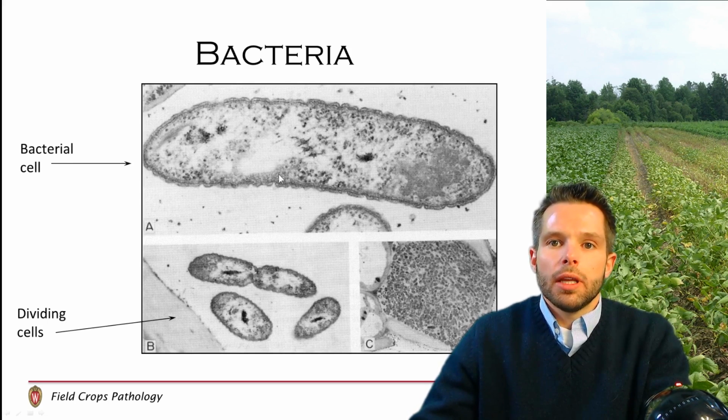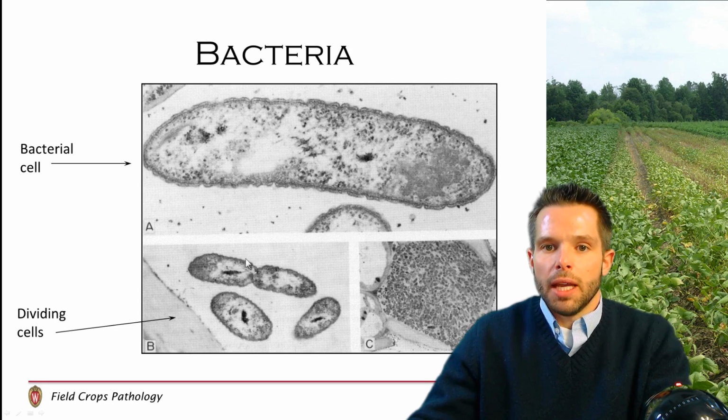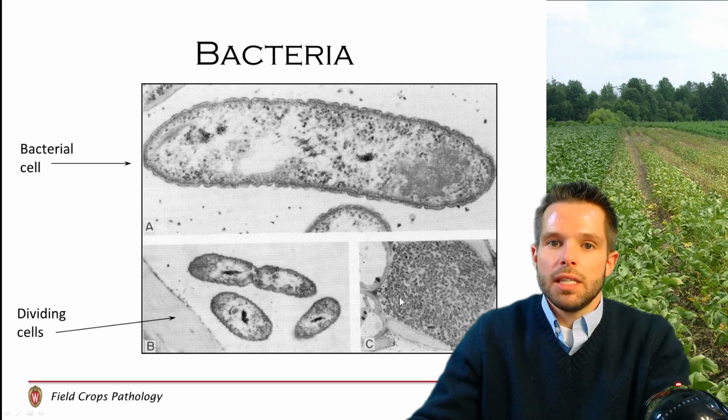Here's what a bacterium would look like if we had a microscope to see a bacterial cell. Bacteria spread through a process called binary fission, where we have division of the cells. So one cell makes two, two makes four, and there's an exponential increase in the cellular load in a very short period of time. This is why bacterial diseases can spread very fast, especially when there are wet conditions around, which can promote spread of those bacterial cells.